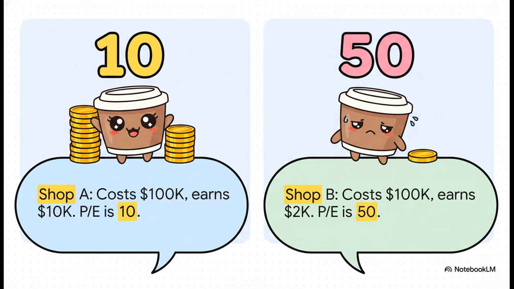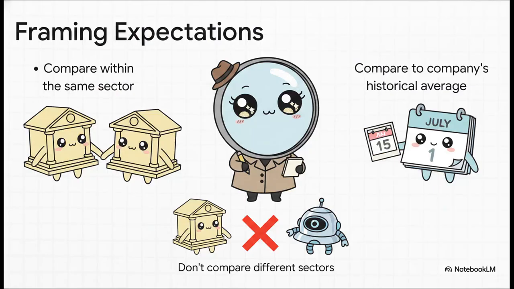If you run the numbers, coffee shop A has a PE of 10, while coffee shop B has a PE of 50. Generally speaking, a lower multiple is a much more attractive deal because, well, you're getting more earnings for your money. But here's the catch. A PE ratio is totally meaningless in a vacuum. You can't just look at a random number, say 15, and decide, yep, that's a good stock. You have to frame your expectations.